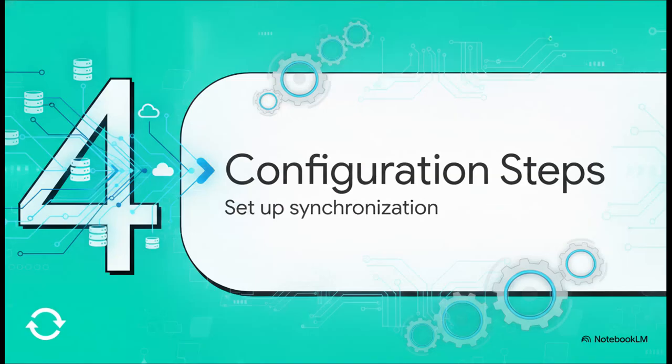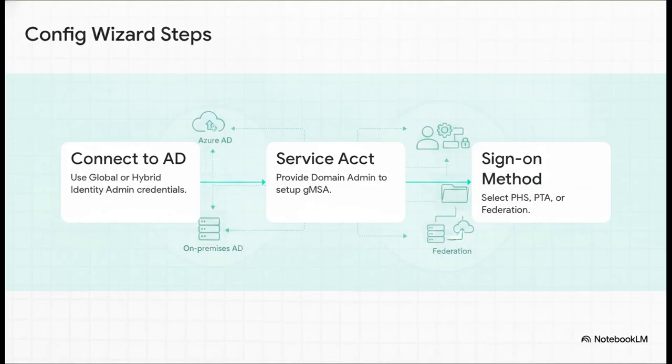Which brings us to part 4, step-by-step configuration. So when you're going through the setup wizard, it generally breaks down into 3 high-level phases. First, you connect to Azure AD using an account that has Global Administrator or Hybrid Identity Administrator privileges. Second, you configure a service account that can securely query your on-premises Active Directory. And third, you just finalize your chosen sign-on method.